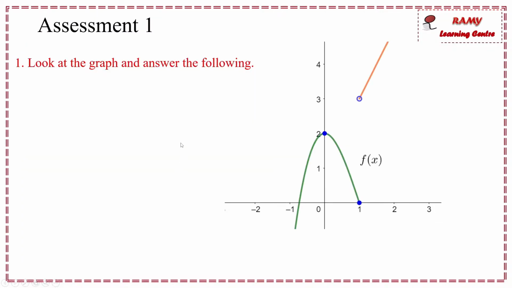Let us look at a few problems. Look at the graph and answer the following. Find limit x tending to 1 plus of f of x. What does limit x tending to 1 plus mean? It means that x approaches 1 from the right. So, as x approaches 1 from the right, f of x approaches the value 3. So, the answer is 3.